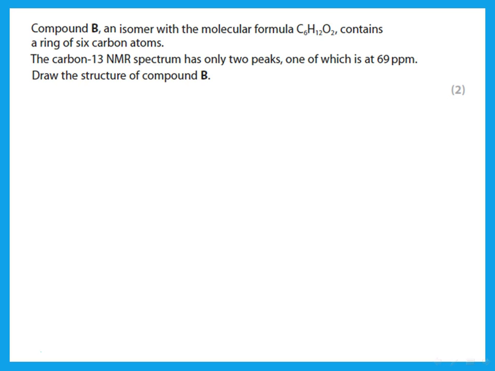Another question says compound B, an isomer with molecular formula C6H12O2, contains a ring of 6 carbon atoms. The carbon-13 NMR has only 2 peaks. So we have only 2 types of carbon, one of which is at 69 ppm. And we said a peak at around 60 something in the carbon-13 NMR probably means that this is an alcohol. So draw the structure of compound B.